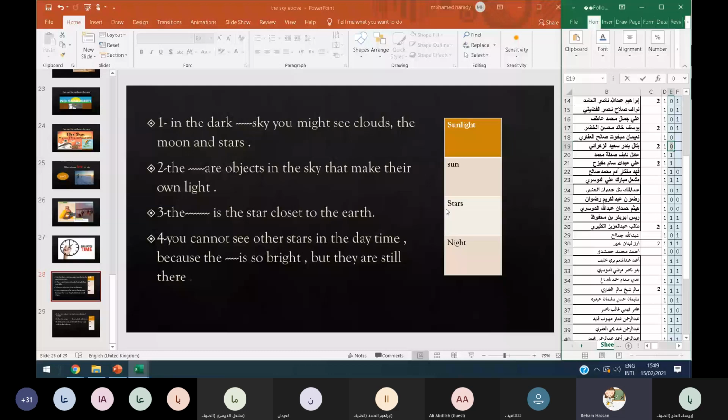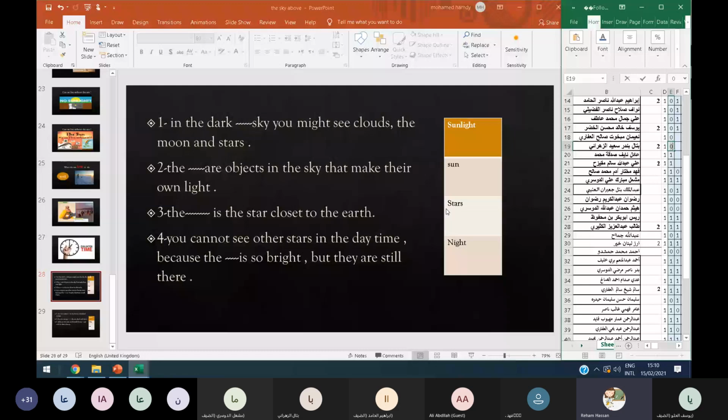Battal, sun or stars? Are you sure? In the night, can you see the sun? It is so dark in the night. How can you see the sun? So, Battal, you cannot see the sun in the night, but you can see it in the day.